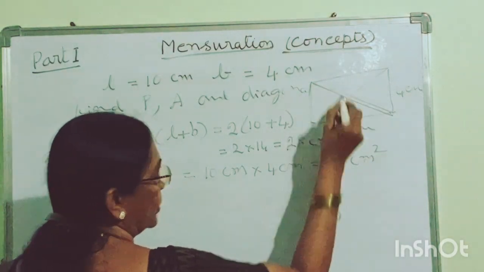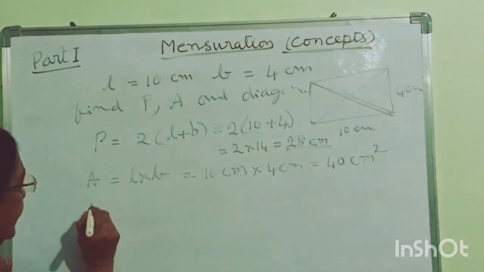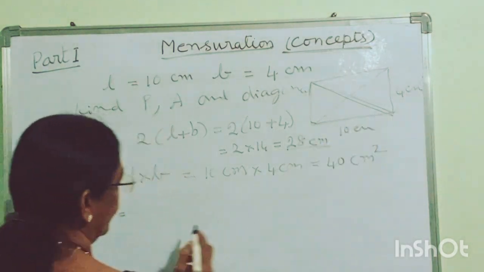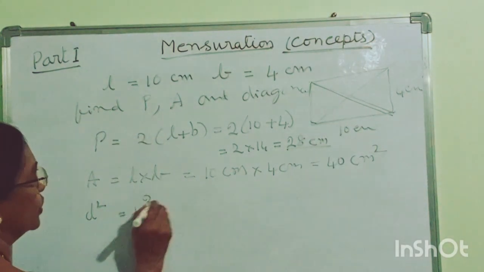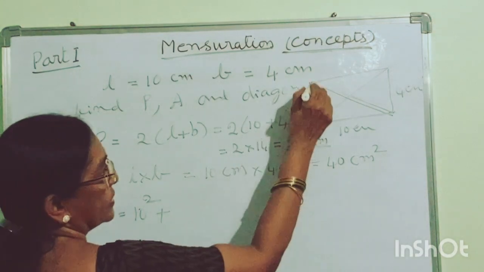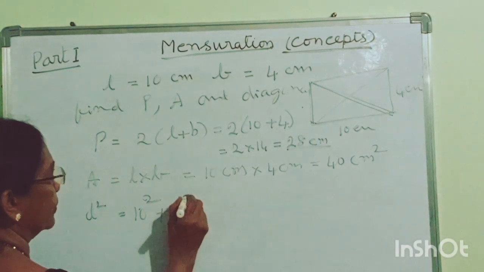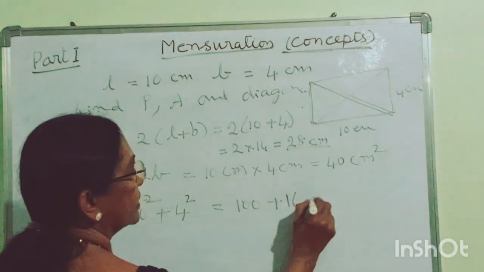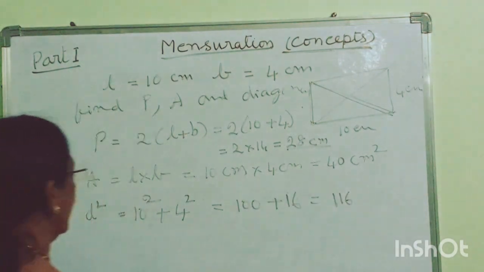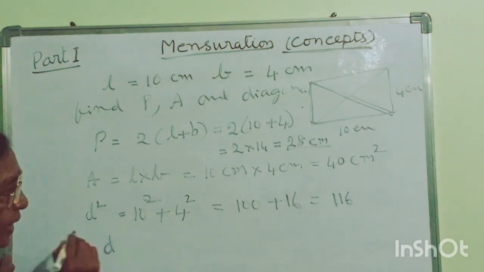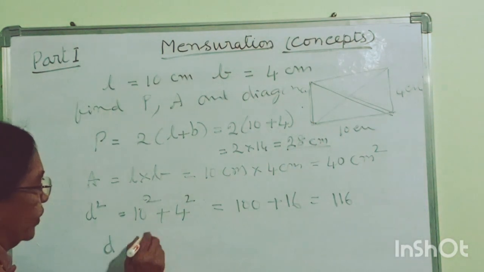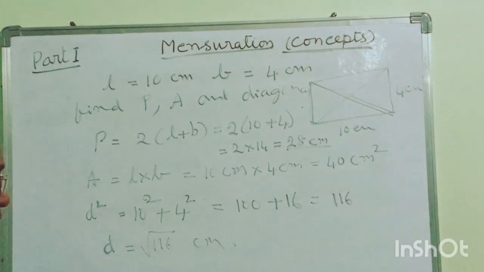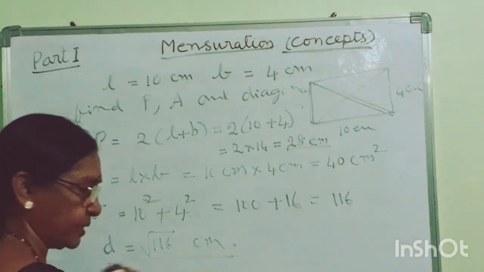Then we need to find out the diagonal. So diagonal square is equal to, let the diagonal be D, diagonal square is equal to one side 10 centimeters, so 10 square, plus other side 4 centimeters, 4 square. That is equal to 10 square 100 plus 4 square 16, 116. So D square is equal to 116. D is equal to square root of 116. This is in centimeters. This is only length. That's all.